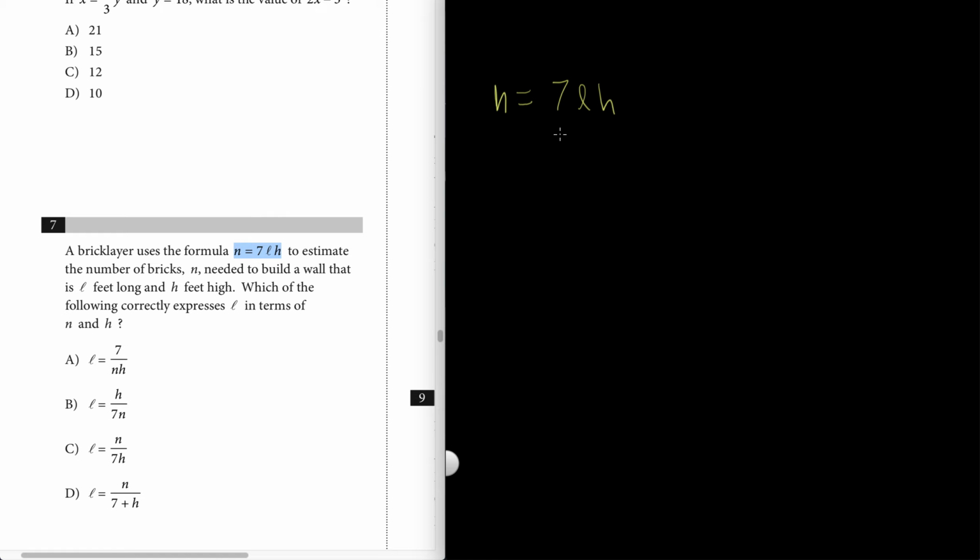And this one's actually pretty easy to do, so all we have to do is divide by 7H, and the H goes away, the 7 goes away, and again, remember you have to do it to both sides, right? So L equals N over 7H. So it looks like the answer is C. And B looks very similar, right? Because N and H look very similar here. So don't get that confused. All right, number 8.